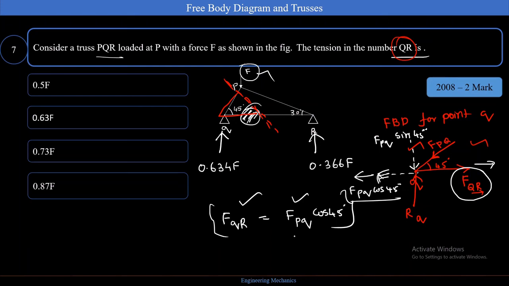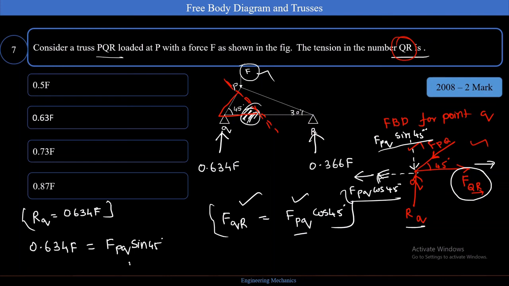Okay, but I don't know what is my FPQ, right? Because I don't know what is FPQ, I need to find that one. So what I can say, FPQ sine 45 is going to be equal to RQ, the resolution of RQ, that is nothing but 0.634 F, right? So 0.634 F is going to be equal to FPQ sine 45.